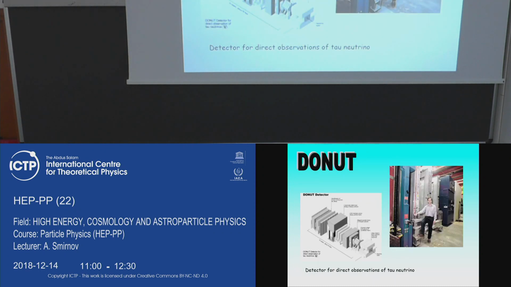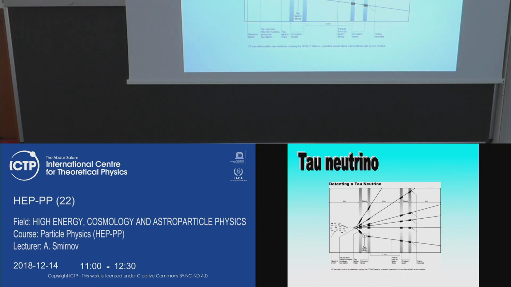This is the experiment to detect tau neutrino, DONUT. This is the real size, not a big experiment. And this is one of the events. Remember, I said that these are events with kinks. And you see here one of these kinks. So that's inside the detector. What you have here is interaction of tau neutrino.